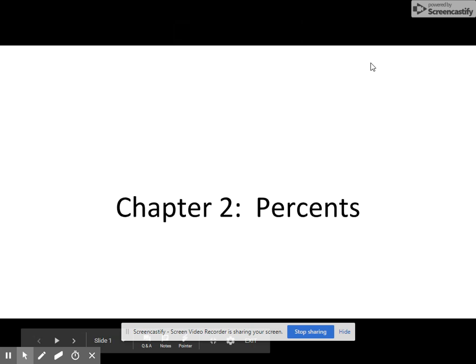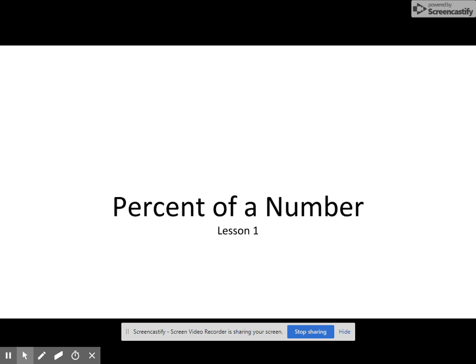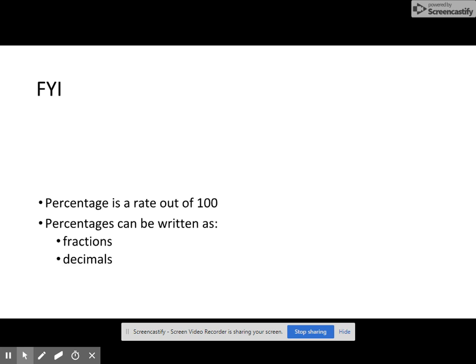Hello, I wanted to start by talking about Unit 2, Chapter 2, which is percents of a number. So we're going to go through and talk about how we find the percent of a number. And this is Lesson 1 of Chapter 2 and Unit 2.